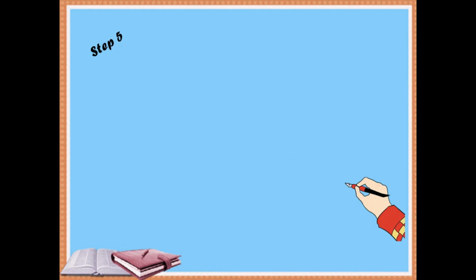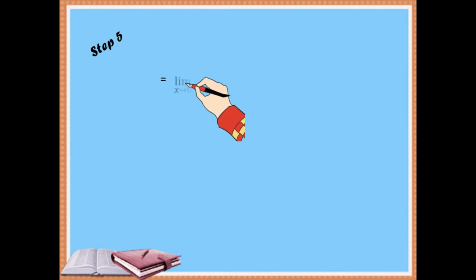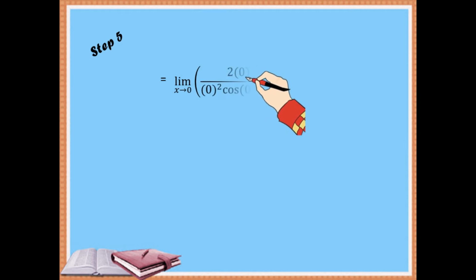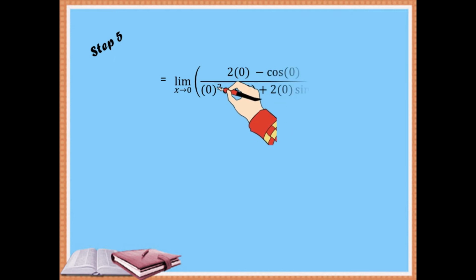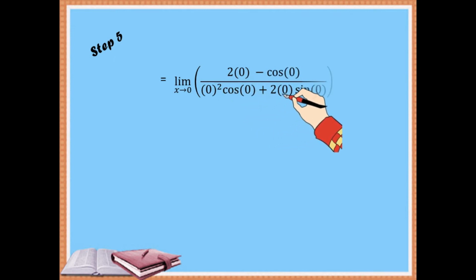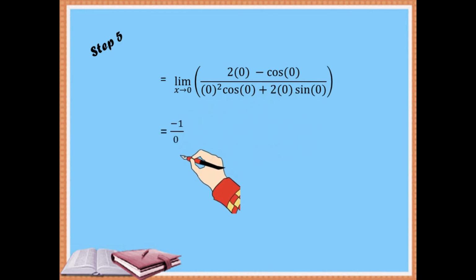For the last step, we need to replace x by 0, which is the limit as x approaches 0 of 2 times 0 minus cos 0, which is negative 1. For the denominator, 0^2 cos 0 plus 2 times 0 sin 0 becomes 0. So it becomes negative 1 divided by 0. So the final answer is negative infinity. This is how to solve question number 1.